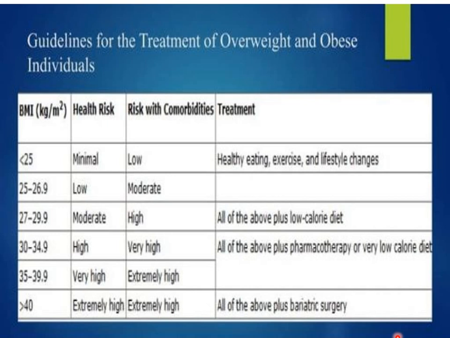But those people who have a body mass index of more than 40 have an extremely high health risk, with extremely high risk with comorbidity. All of the above plus bariatric surgery. So bariatric surgery is chosen for people whose body mass index is more than 40.